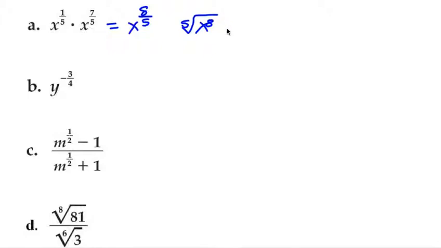And now, simplifying that, I can pull out one set of x, and I have 3 leftovers. So inside I have x to the 3rd.